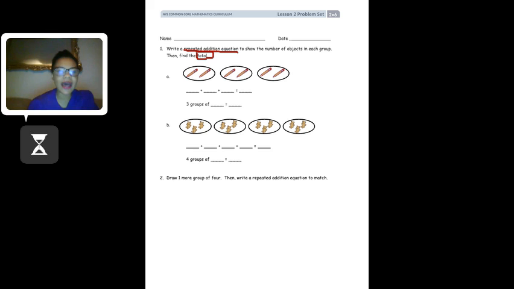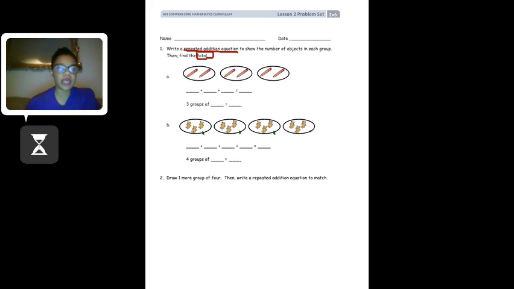So let me look. I have how many circles? How many equal groups do I have? Let's count, okay? We have 1 equal group, 2 equal groups, 3 equal groups, and 4 equal groups. So we have 4 circles, 4 groups that we're going to be working with our teddy bears. Now let's see how many teddy bears are in each circle.